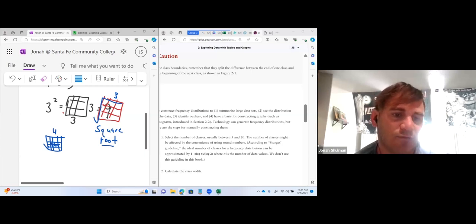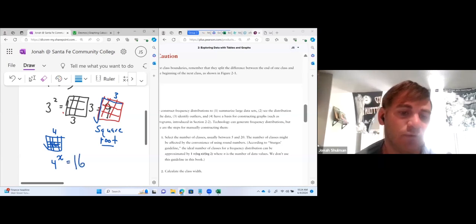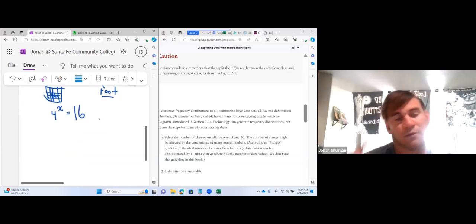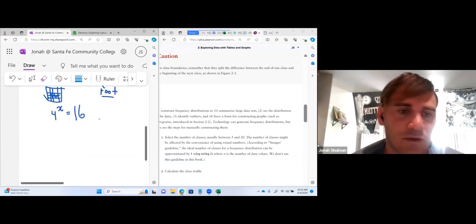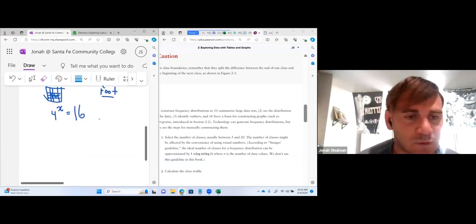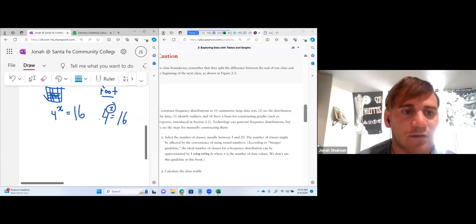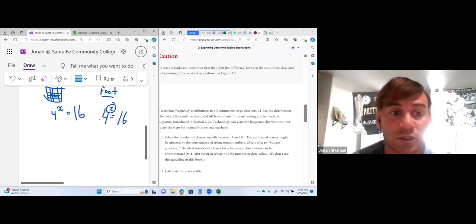But if we have a term that's like 4 to the x equals 16, right? And we want to get rid of the x. Now, we know that 16 is just 4 squared, so we already know that's the 2, right? But how do we get rid of it? What if it's something weird? That's just where we have logs. This is where log comes in.